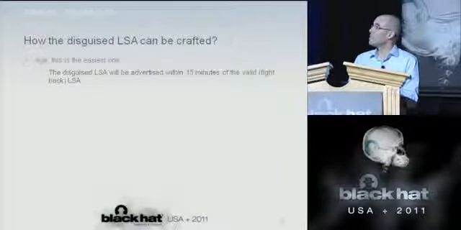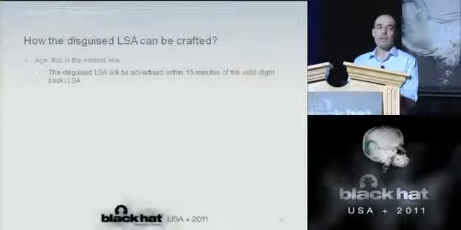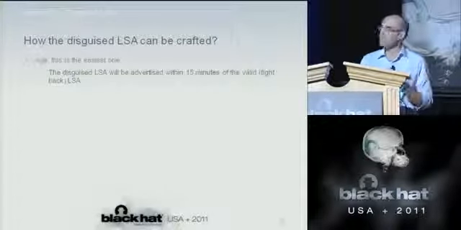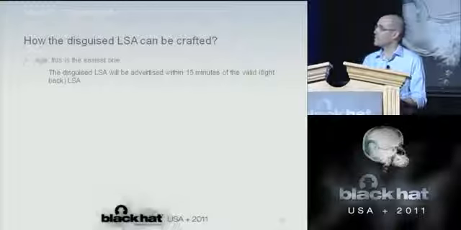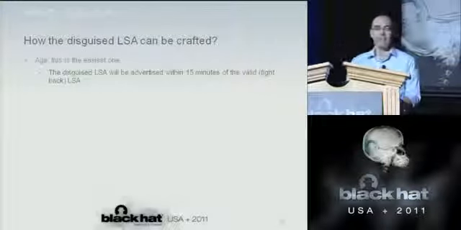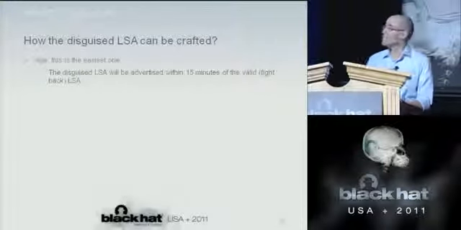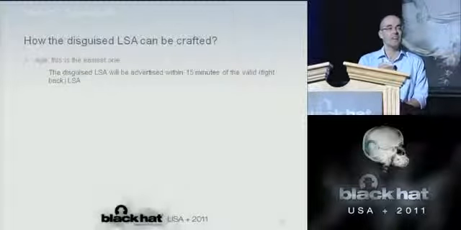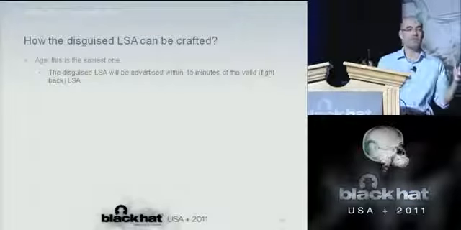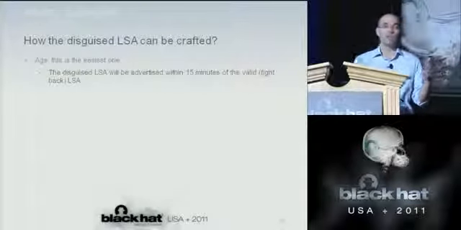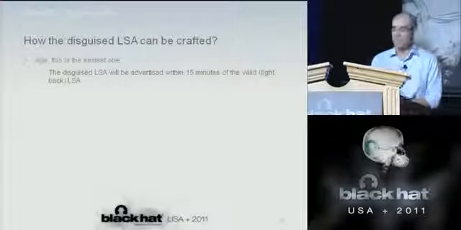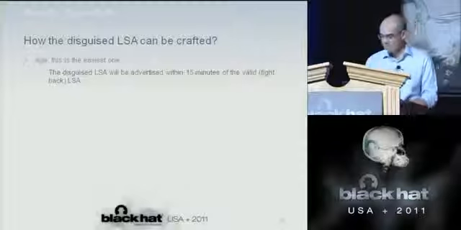Okay, so let's review how an attacker can craft this disguised LSA. The first step is to make the age field the same. This is the easiest one. We just have to make sure that the disguised LSA is sent out within a 15-minute time range of the fightback LSA. This is, of course, very easy to do.